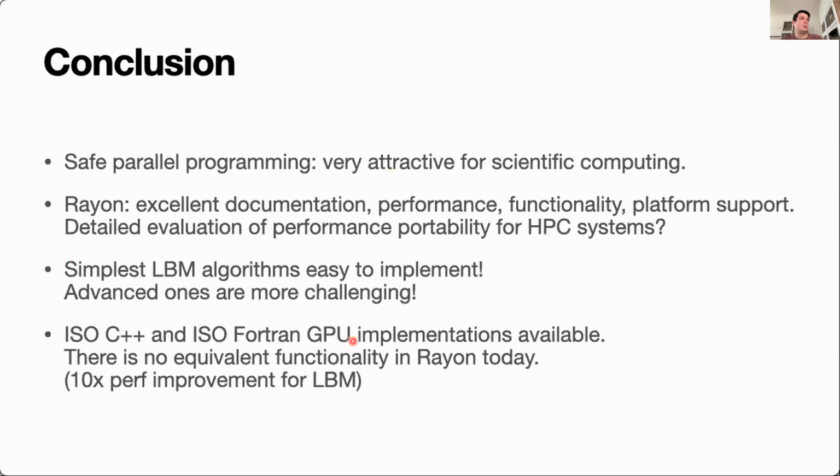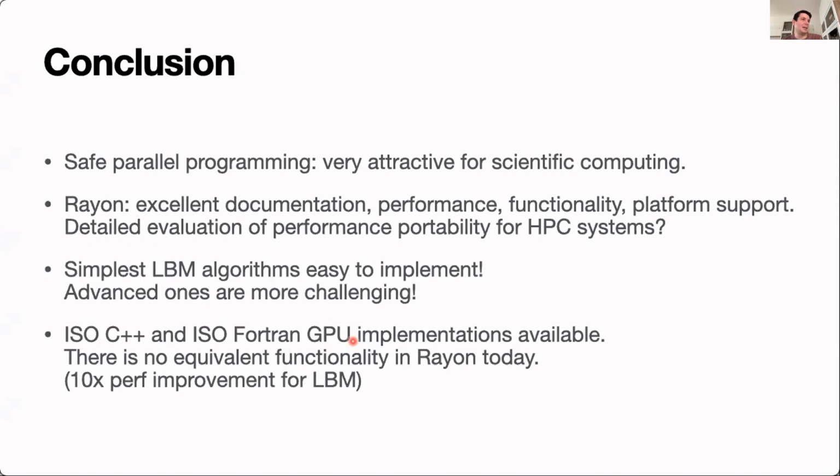So to conclude, I think safe parallel programming is very attractive for scientific computing. Most modern hardware in HPC centers is parallel. Rayon is a great resource in Rust, has excellent documentation, excellent performance, excellent functionality, has many parallel algorithms, and pretty broad platform support that allows you to write portable software.